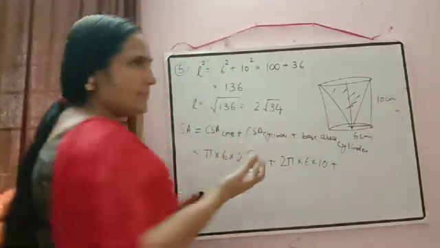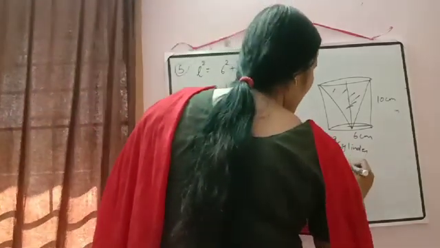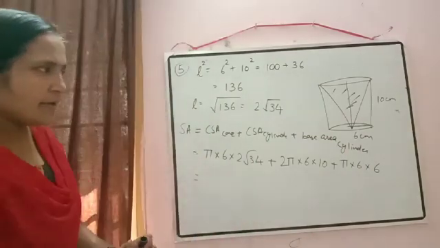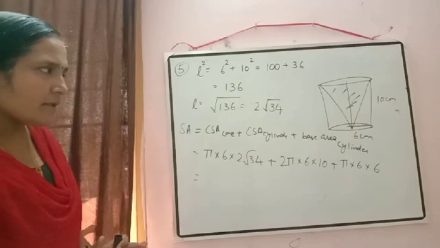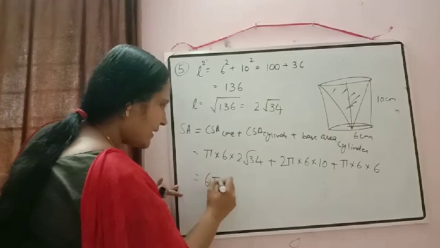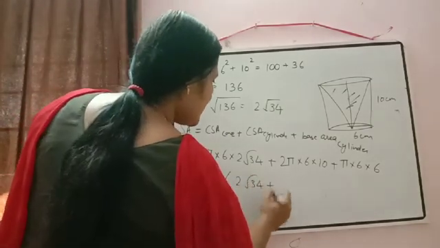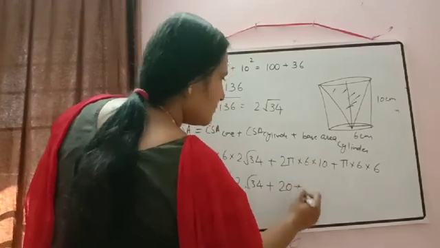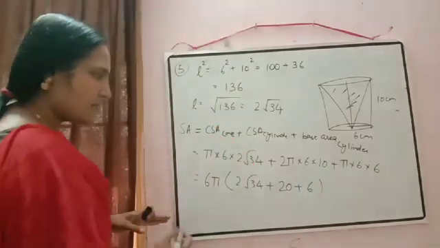For the cylinder, the base is in the form of a circle. So, base area will be equal to pi r square. So, pi into 6 into 6. Again, if any common factor is there, we can take it outside. What is common? Yes, 6 pi is common. Take it outside. Inside the bracket remaining it will be 2 root 34 plus, 6 pi taken common, so here 20 plus 6, and pi taken common, remaining it will be 6.